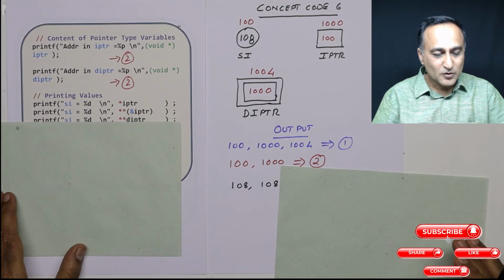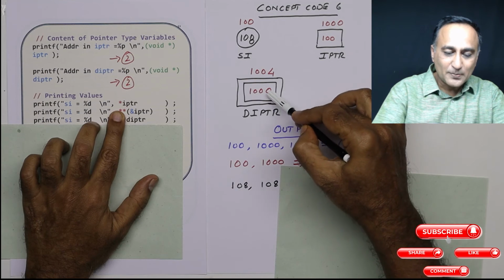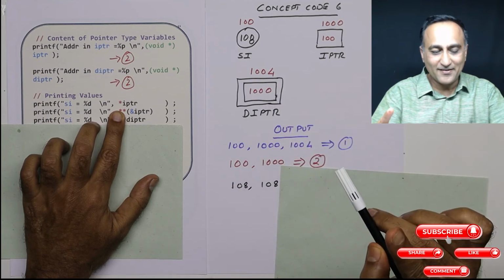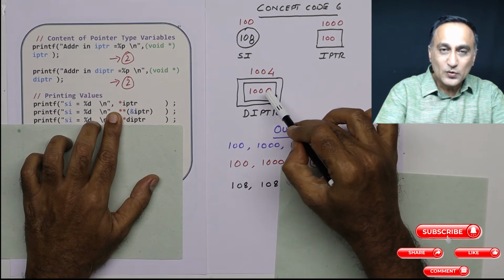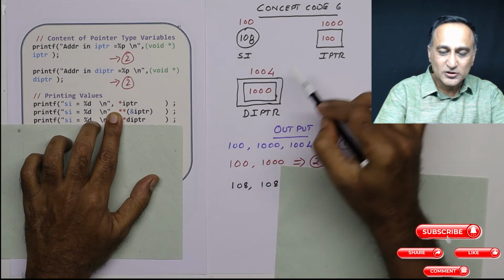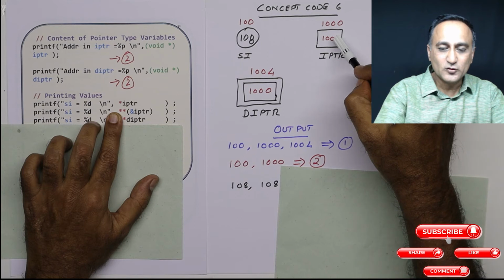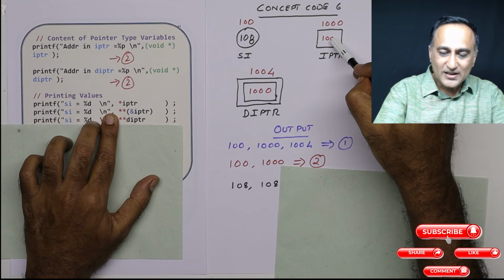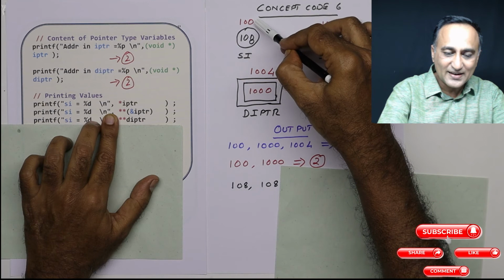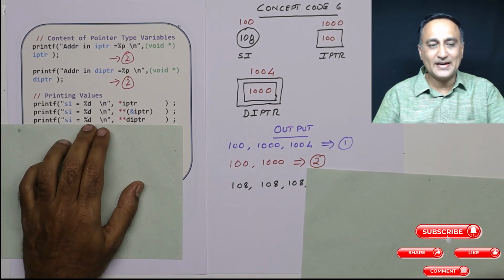Alright. Now let's come to the next one. diptr. If I just print diptr, it will print 1000. 1000 is an address. The first star tells me what is the value or content at address 1000. What is the value or content at address 1000? It is 100. So the first star gives me 100. Now the second star tells me what is the value or content at address 100. It is 108. So this also is going to print 108.